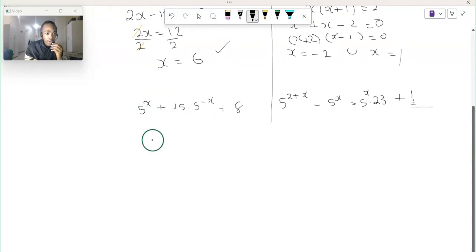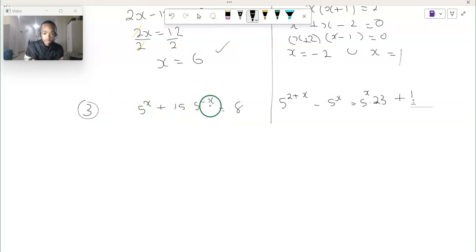And then if we go to number 3, here is basically the quadratic equation that I was talking about. You can do this in 2 ways.